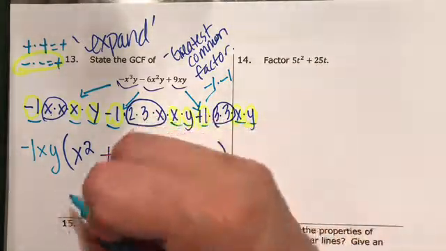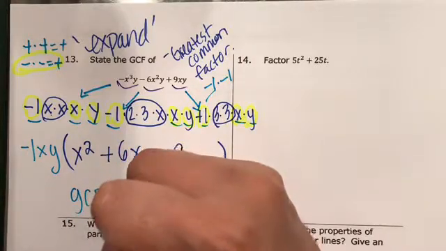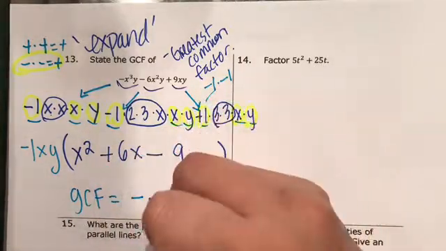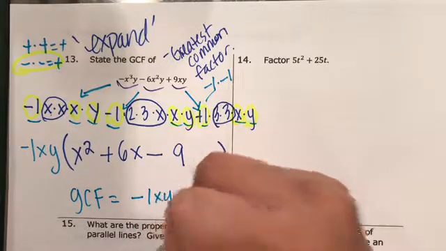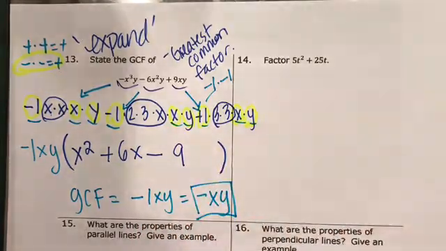So the GCF is equal to negative 1xy, which is negative xy. Okay.